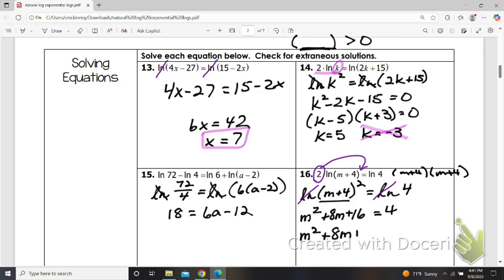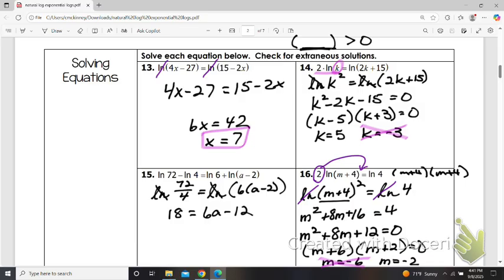So subtract 4. Now, what multiplies to be 12 and adds up to be 8? Six and 2. So we get -6, -2. -2 is cool. -2 plus 4 is 2, but -6 plus 4 is a negative number. No. So again, one of them goes.